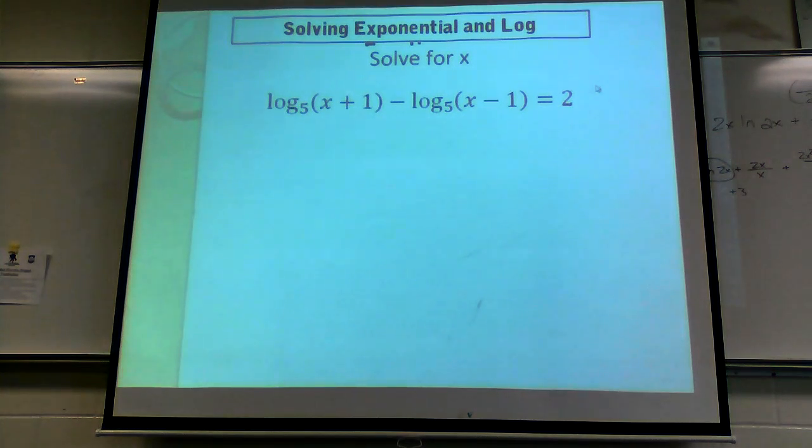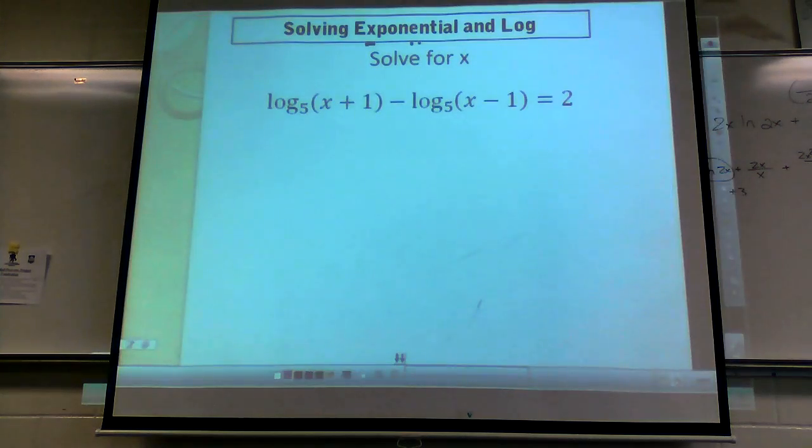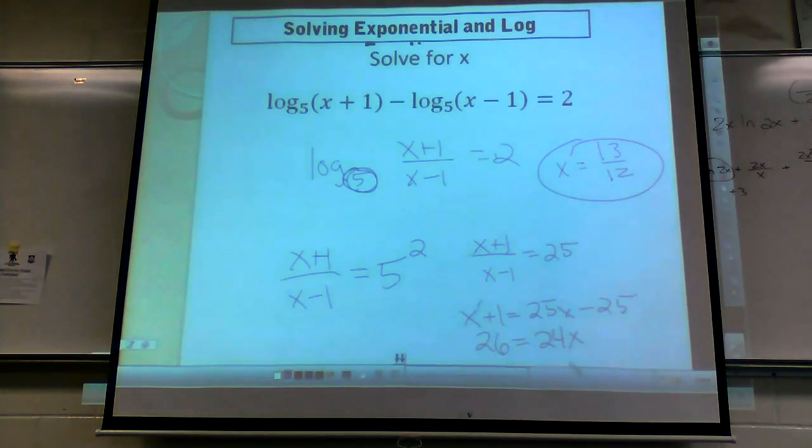I have a question. What? The last part. You had x plus 1 equals 25x minus 25. How did you get 26 equals 24x? Add 25, subtract the other. Oh, dude. Not subtract. Yeah.